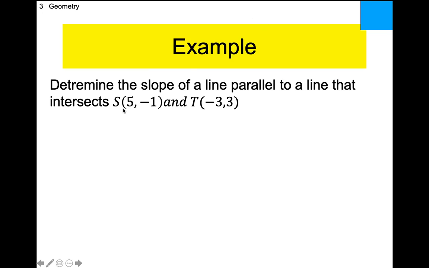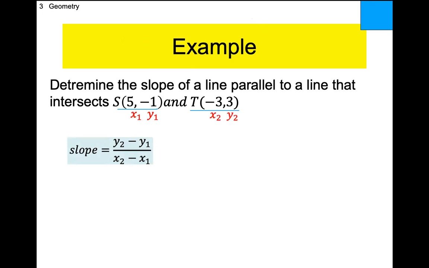If you're given 2 points on a line, then you can determine the slope simply by using the slope formula. The key here, remember, step number 1 is to always label. It doesn't go x1, y1, or x1, x2. It goes x1, y1, x2, y2, and then we plug those values in. So that would be 3 minus minus 1 over negative 3 minus 5.